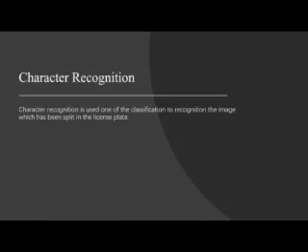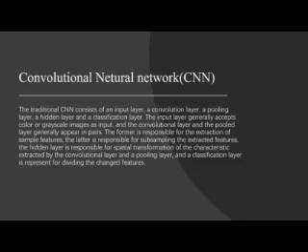And at last, we should do the character recognition. Character recognition uses a classification method to recognize the images which have been split from the license plate. Here we use a convolutional neural network. The traditional CNN consists of an input layer, a convolution layer, a pooling layer, a hidden layer, and a classification layer. The input layer generally accepts the color or grayscale image as input, and the convolutional layers and the pooling layers generally appear in pairs.